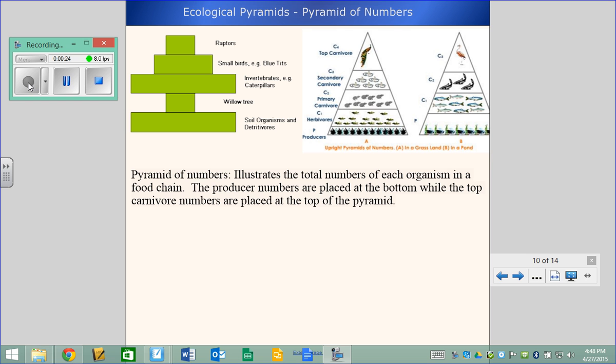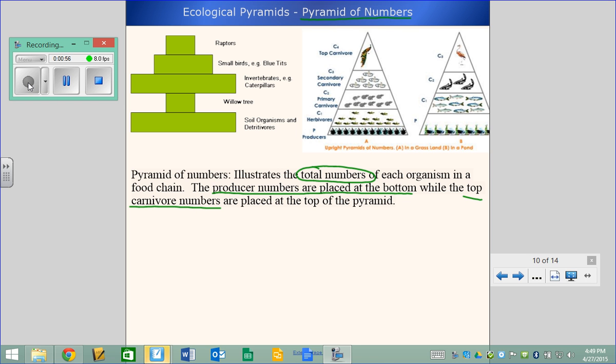The first type of pyramid we'll talk about is a pyramid of numbers, and its name tells you exactly what you're going to see: the total number of each organism in a food chain. So we're literally counting how many of each organism are there. The producer numbers are always placed at the bottom, and then we'll move up the food chain until we get to the top carnivore numbers.